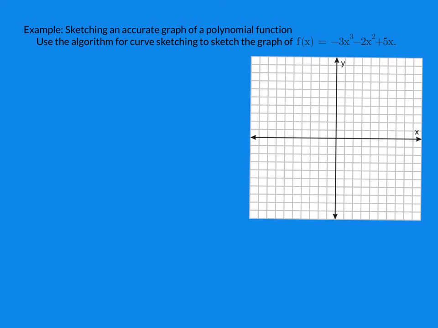So the example we're going to use today is f of x is negative 3x cubed, subtract 2x squared plus 5x. And we're going to start by analyzing the function f of x without considering its derivative. So what can we determine just based on the function that you can see here? So we're using our previous knowledge, and this is part of the algorithm that we're going to do for any function. We're always going to start by considering the function itself.